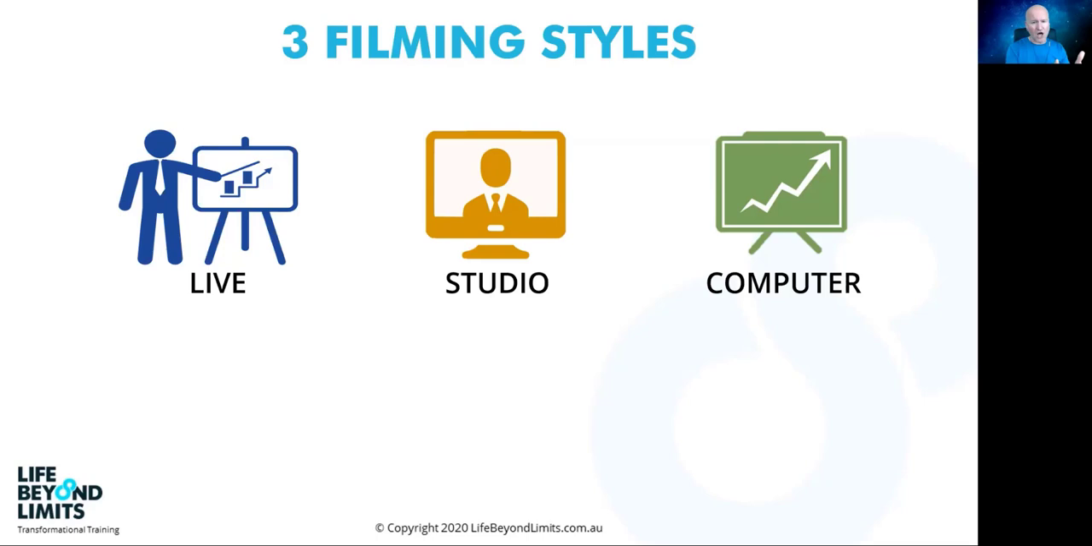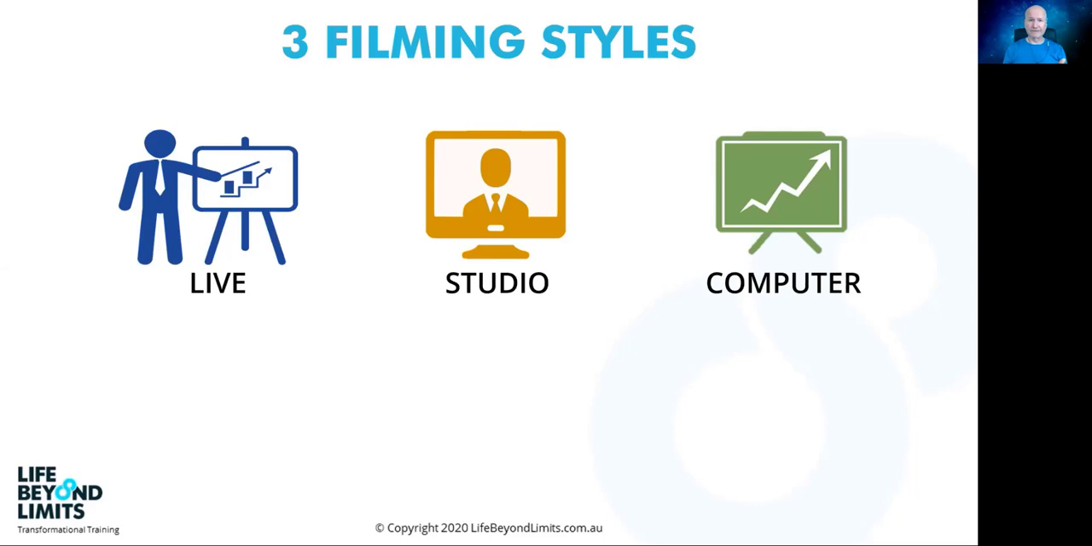So one is live. So you're in a room and you're actually being filmed live. Usually in a live setting, you have two cameras so you can edit. Usually it's one straight on you in a locked off position. Locked off just means it's fixed. It doesn't move. And then another, which is off to the side. And that way you can chop and edit and you don't get that jarring effect if you've just got one camera, for example. So that's the live environment.